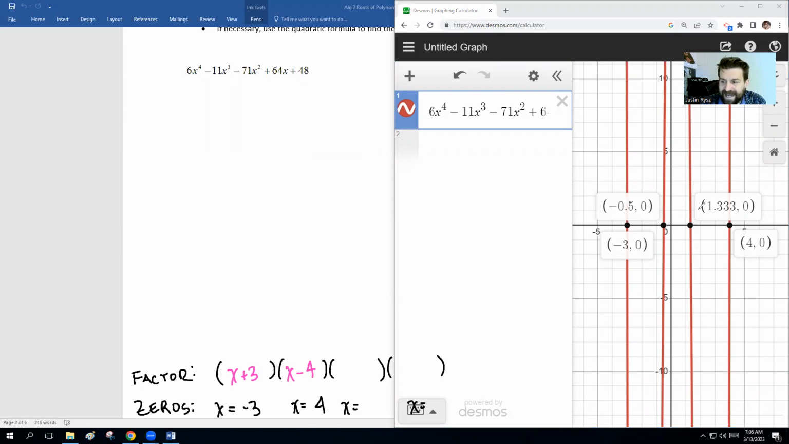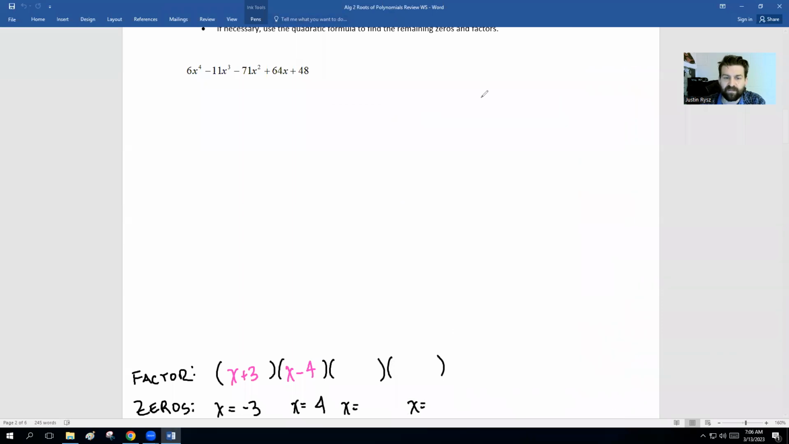All right, now to figure out exactly what these other two are, what we're going to do next is use synthetic division. I'm going to just minimize this. And we're going to break down this polynomial to something a little bit smaller to work with. Okay, now it doesn't matter when we use synthetic division whether we use the negative 3 or the positive 4 first. I'm going to challenge myself. I'll start with the negative 3. All right, we write down the leading coefficients. We have a 6, negative 11, negative 71, 64, and a 48.